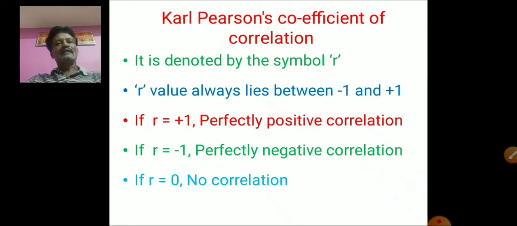And the third method is a mathematical method given by Karl Pearson. It is famously called Pearson's coefficient of correlation. Here Pearson's coefficient of correlation is denoted by the symbol r. The letter r is used to denote Karl Pearson's coefficient of correlation.